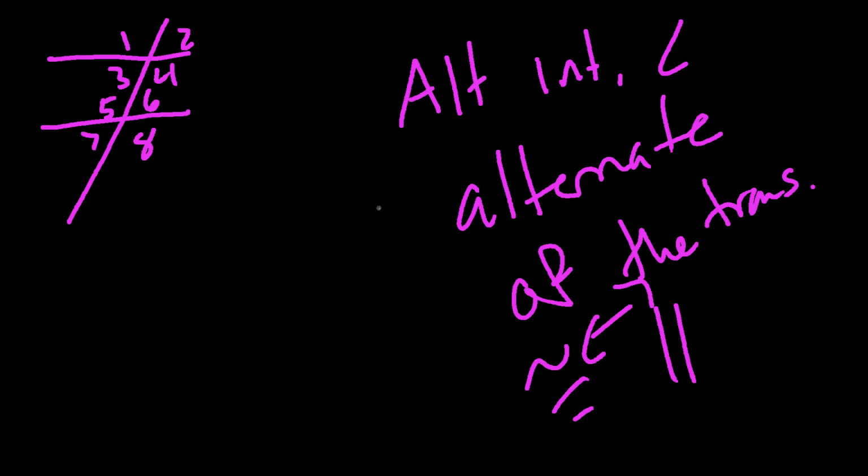The next one would be alternate exterior angles. So exterior, this has the same rule except it's just on the outside. So some examples would be 1 and 8 and 7 and 2. They're on the outside, and these are on the inside. That's the only difference between them.